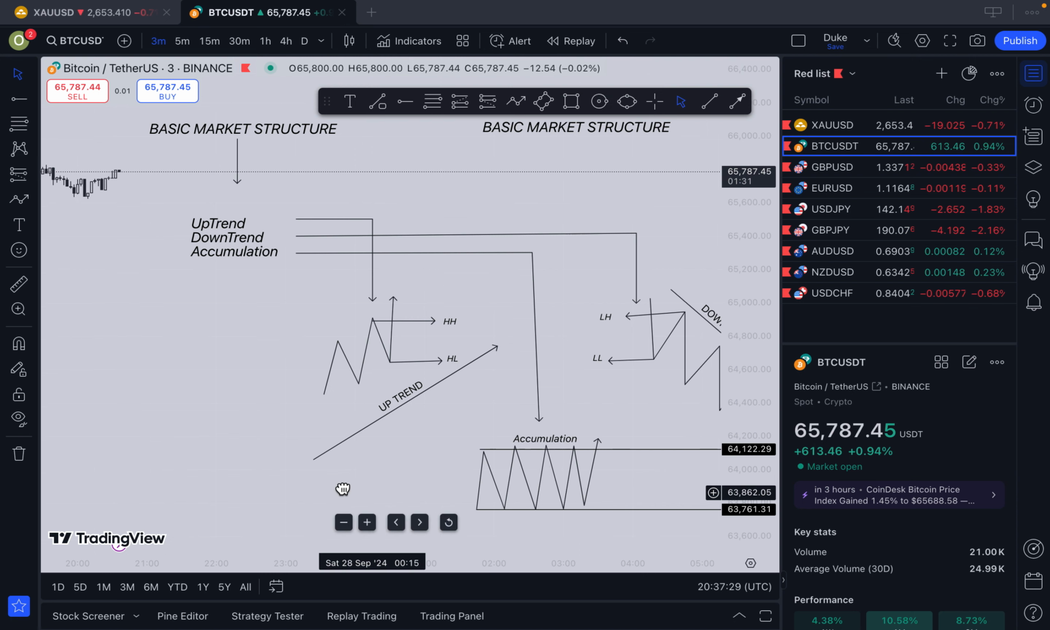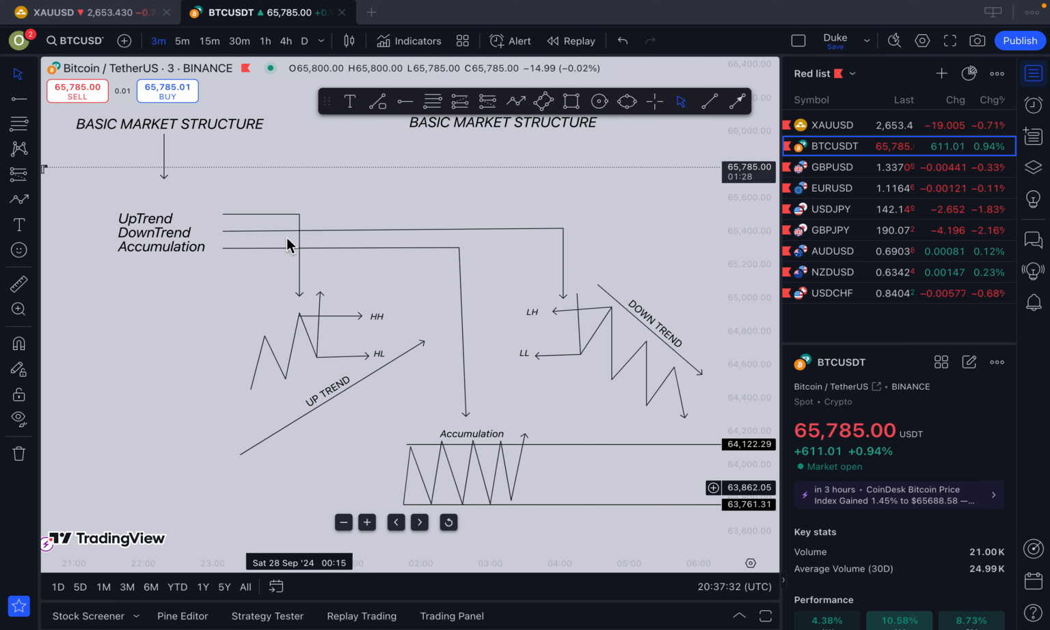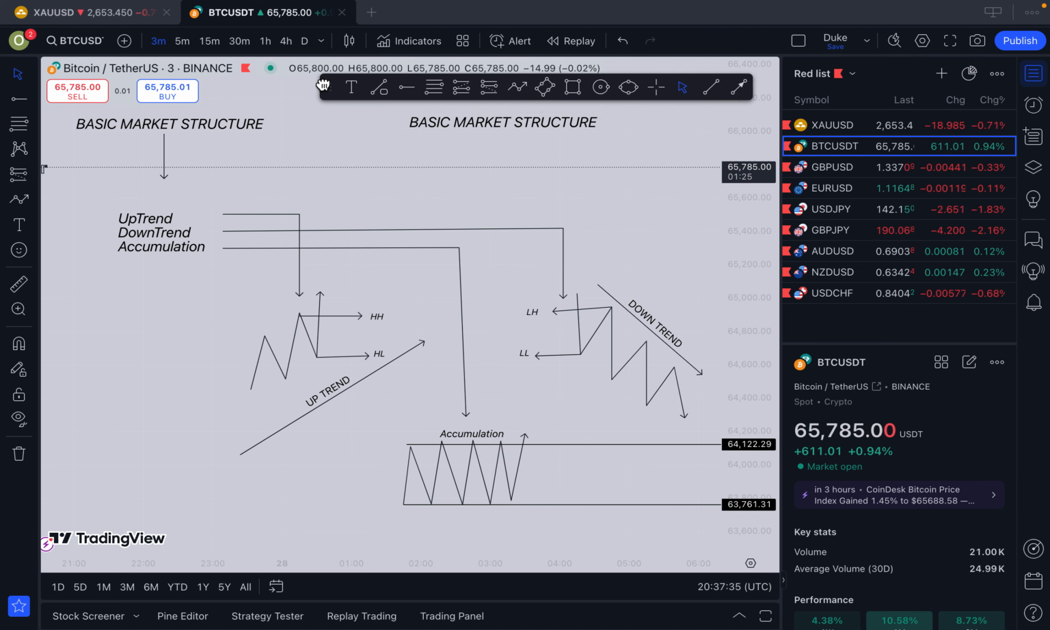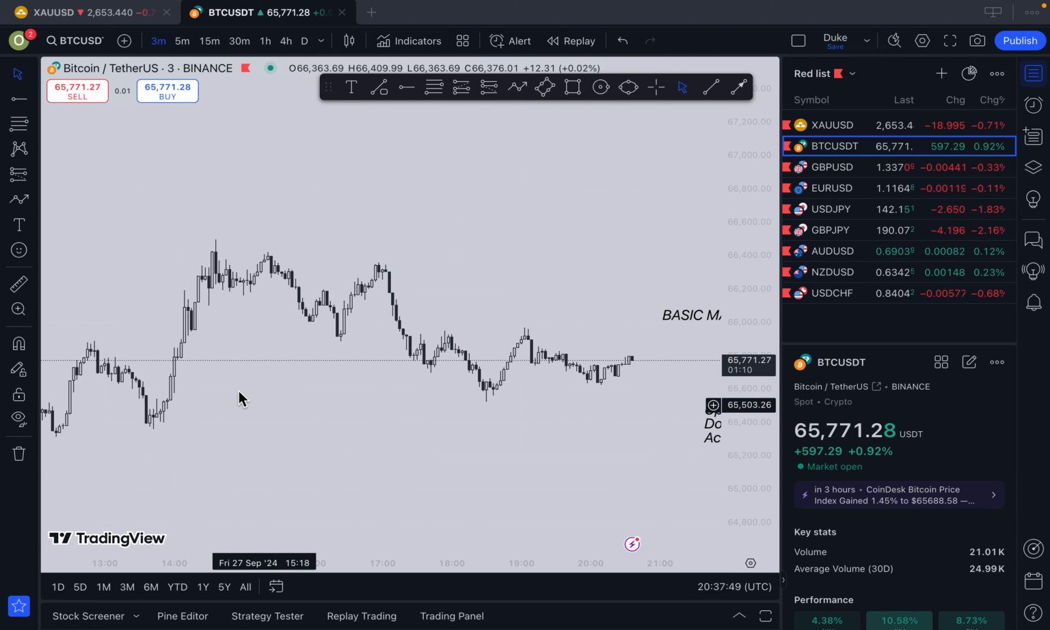So this is all we have for our basic market structure. You guys can screenshot this right now before I go into the practical aspect. Done. Let's use BTC for example.